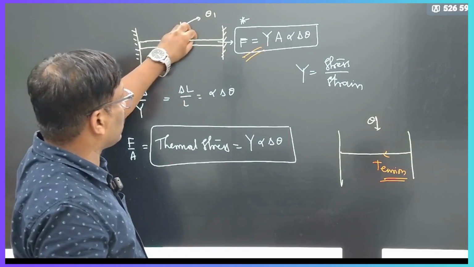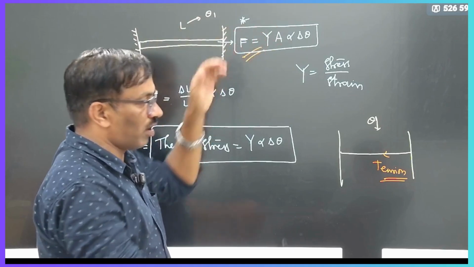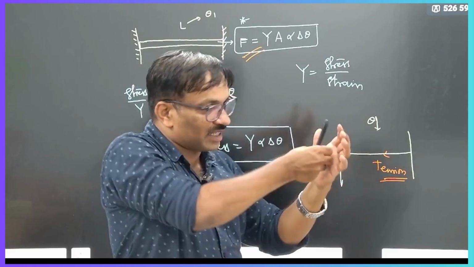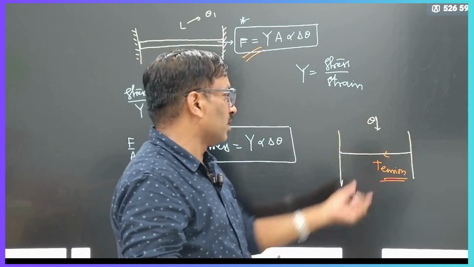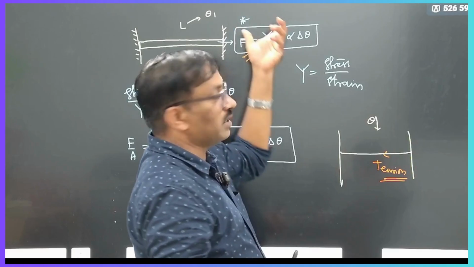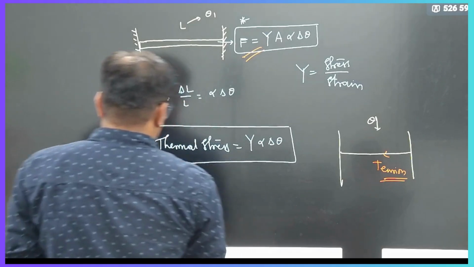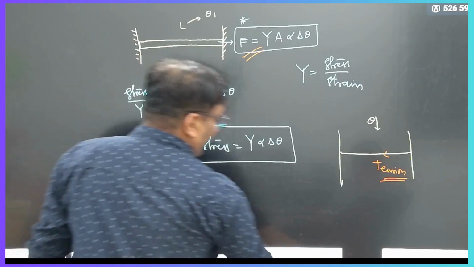So this is due to the expansion, the rod is pushing the wall. The rod is pushing this wall, or the string is pulling back onto this one, right? This is temperature drop, temperature is increased. Clear? Right. One more application now, you can see.